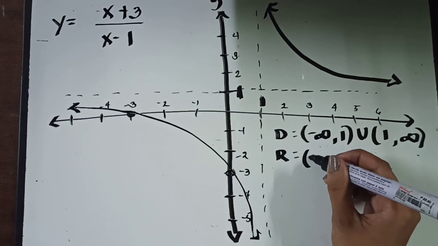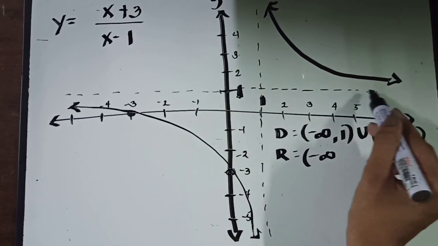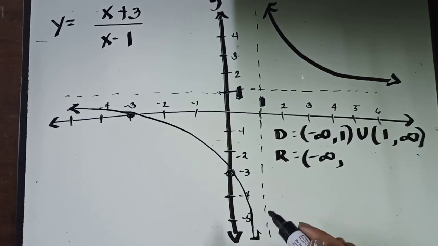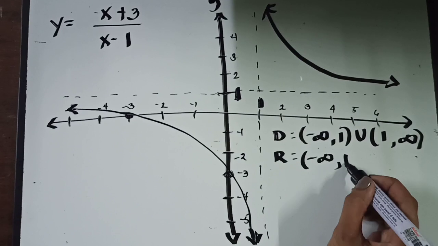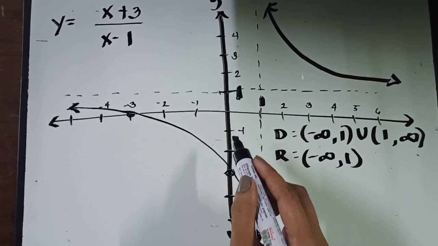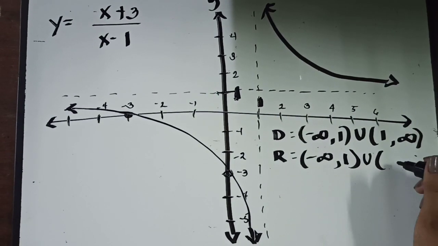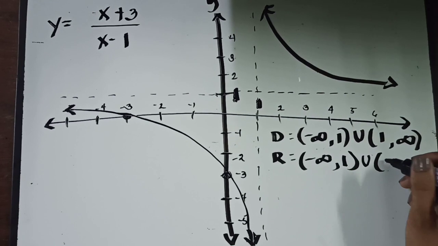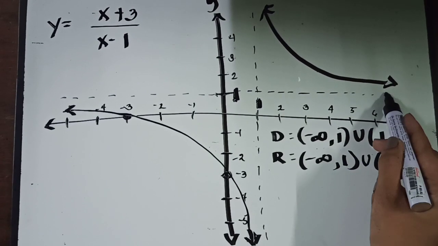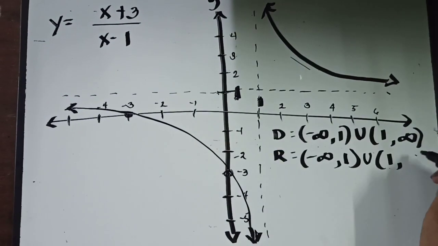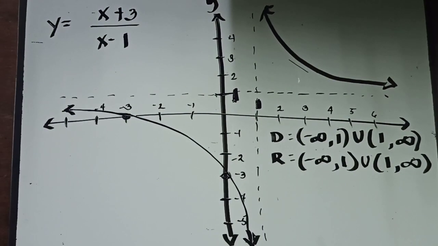Okay, so now, the value of our range, since hindi siya nag-touch doon sa positive 1, so negative infinity up to the limitation or restriction which is positive 1, y-axis po ang tinutukoy ko. And next, union, the restriction which is positive 1 up to, again, the restriction which is positive 1 up to positive infinity. So that is already the domain and the range of this function.